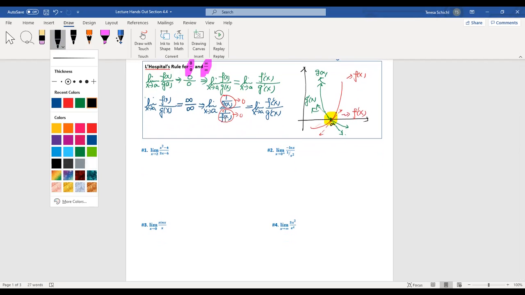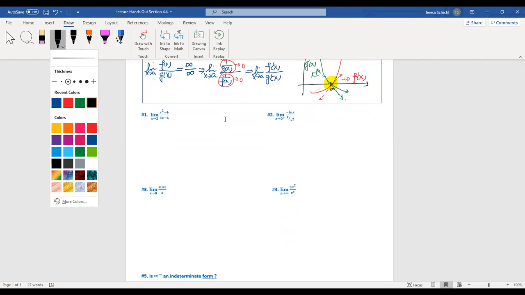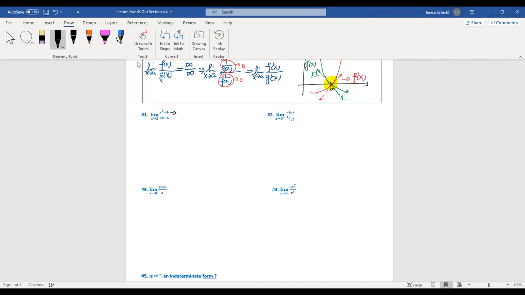If it is another type of indeterminate form, then we need to talk about what we need to do in order to handle it. Okay, so now if you say x approaches 2, you always put it into your function first.